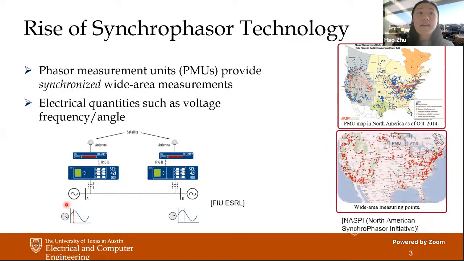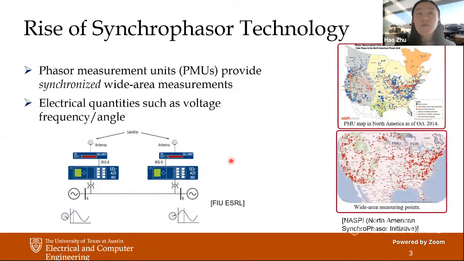Although at every location it's easier to measure the magnitude or the oscillation level of the sinusoids, without synchronization we don't have a good reference angle. Therefore, we cannot measure quantities related to angle or the oscillation frequency. Thanks to the wide deployment of these technologies in the last decades, thousands of them are deployed, with hundreds of billions invested for the North American power system. We now have the capability to measure these important electric quantities such as voltage, frequency, and angle.